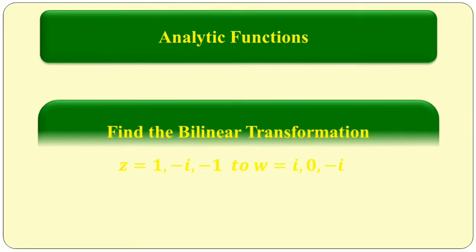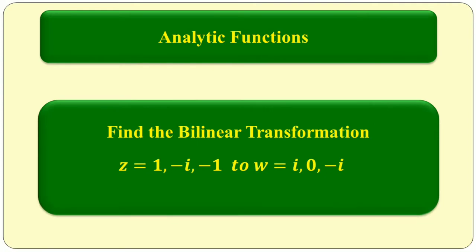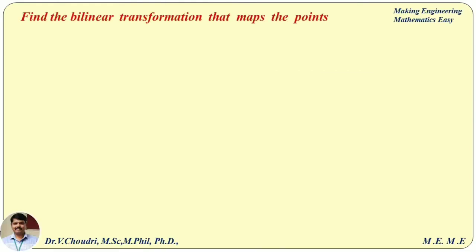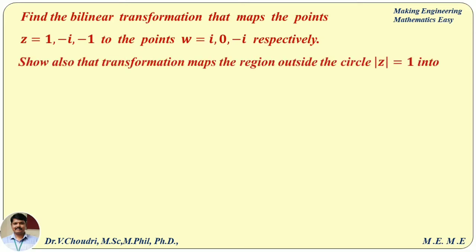In this video, I would like to explain how to find the bilinear transformation for the following problem. Find the bilinear transformation that maps the points z equal to 1, minus i, minus 1 to the points w equal to i, 0, minus i respectively. Also show that this transformation maps the region outside the circle modulus z equal to 1 into the half plane real part of w greater than or equal to 0.